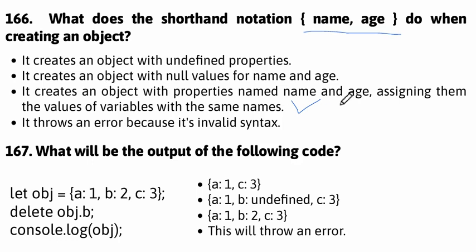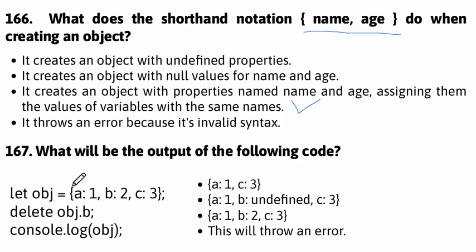It is used to assign the values to the variables, which you can see I have given two variables with the names name and age. These two are the variables that are used to assign the values inside the object. So the third one is the correct answer.